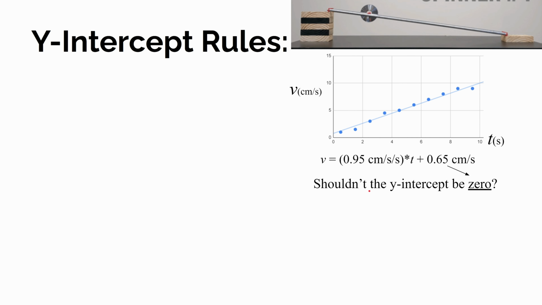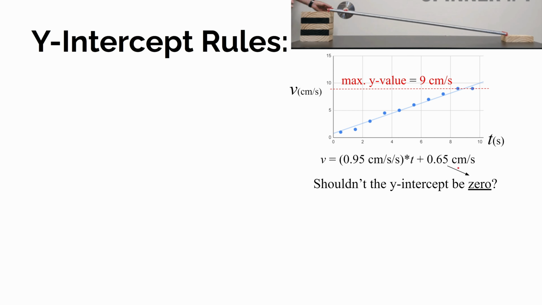So the question is, shouldn't the y-intercept be 0 in this case? It's pretty close to 0. Well, there's two different ways that we can deal with that. One is we can kind of look at the range of y values, or in this case velocity values. We can see that in this case the biggest velocity value is about 9 centimeters per second.